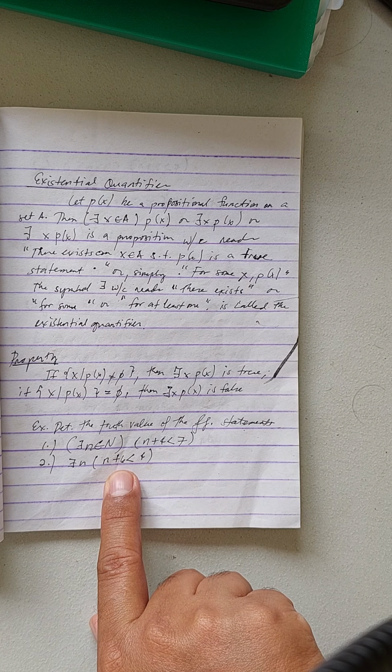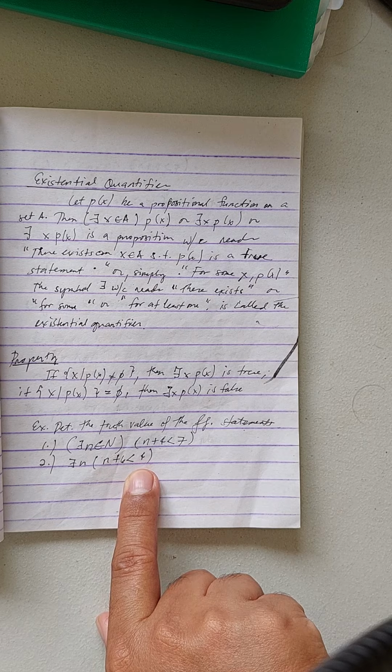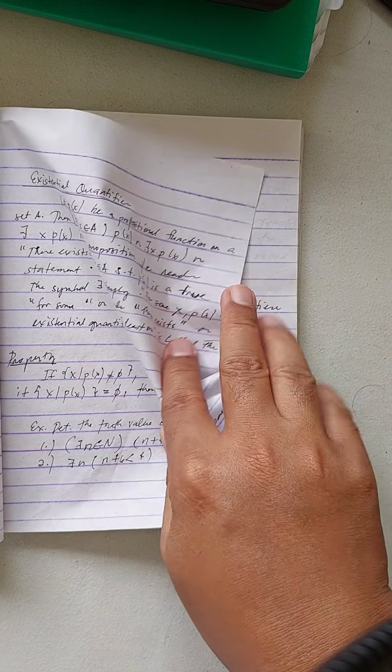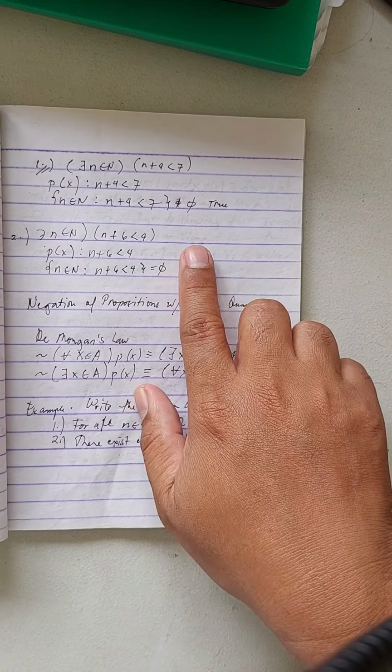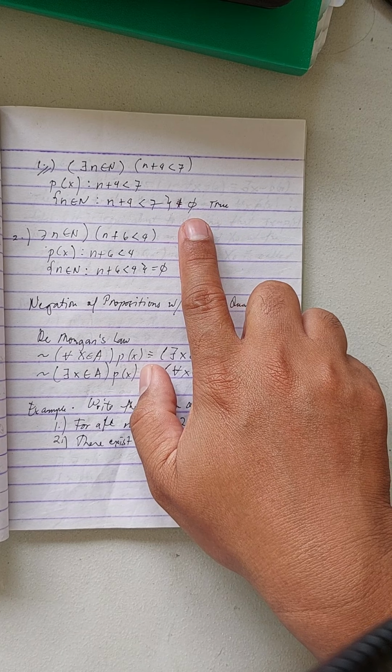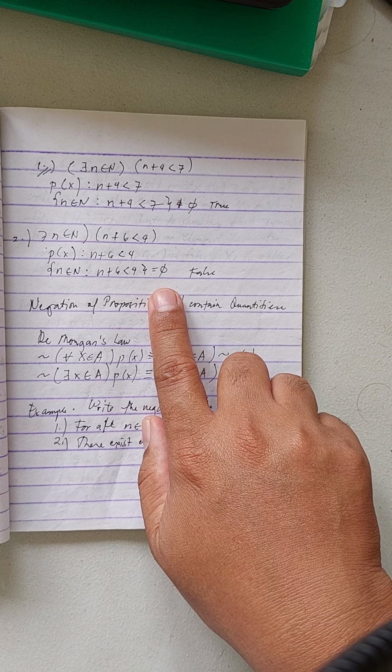So we start with 1. 1 plus 6 is 7 already. 7 is greater than 4, not lesser. Okay? So we see here that 1 is true, non-empty, and number 2 is empty.